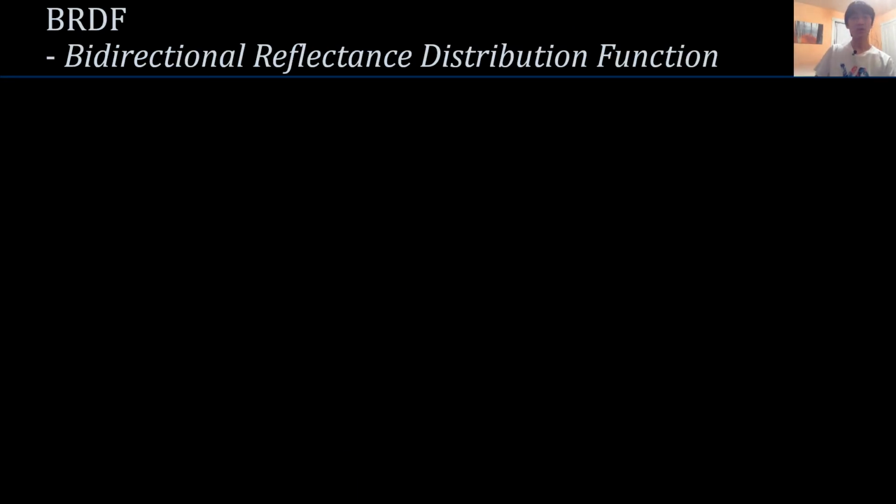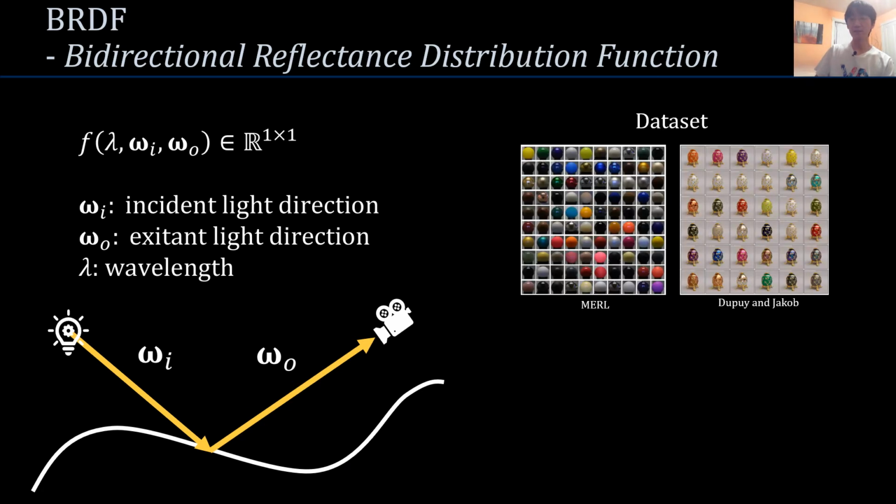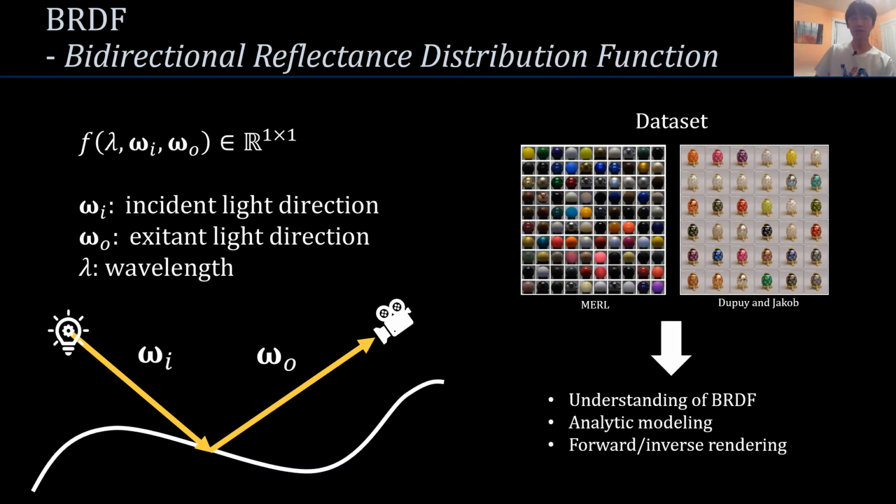To understand the problem, let's first review BRDF, bidirectional reflectance distribution function. BRDF is a scalar function that describes how the light intensity changes after reflection on an object. BRDF measurement datasets of the real-world materials have played a critical role on understanding and modeling the BRDFs.